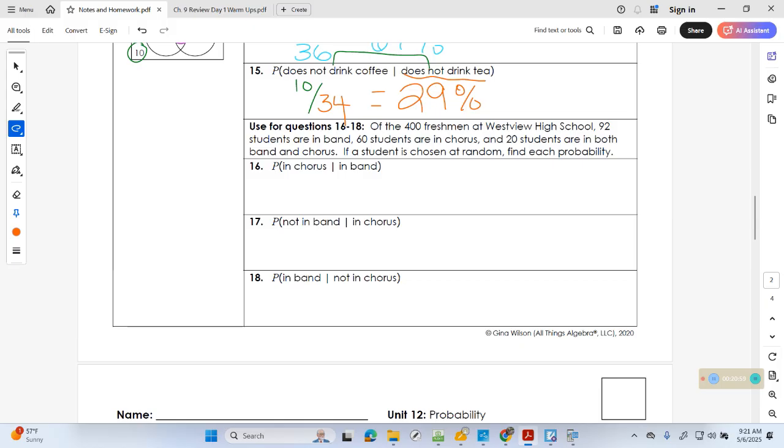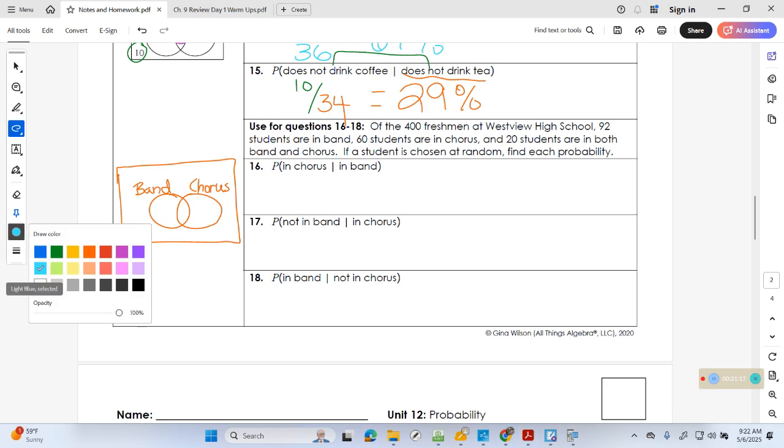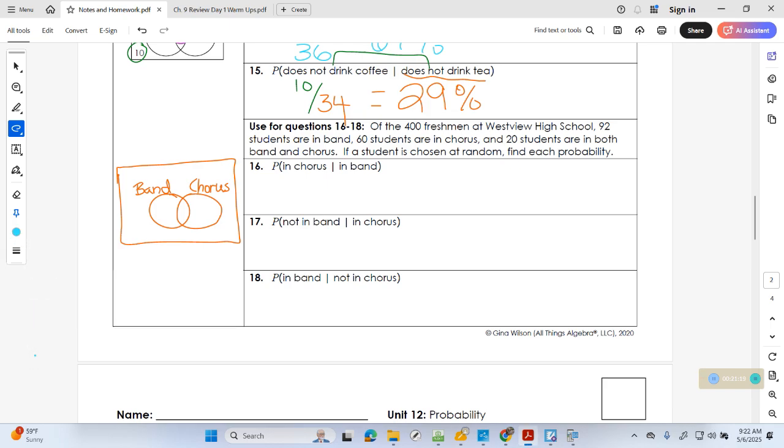Okay, so we're going to make our own Venn diagram here. I'm just kind of doing my rectangle like above. I've got my band, my chorus. I'm going to draw my 2 circles. Hopefully you draw better than I do. Okay, so I always start with, because I think it's easiest, the middle, the overlap.